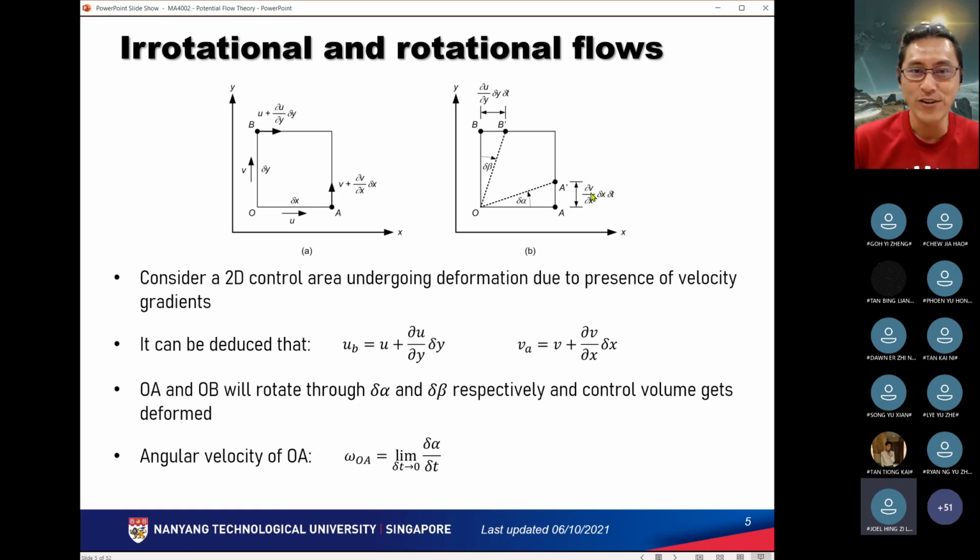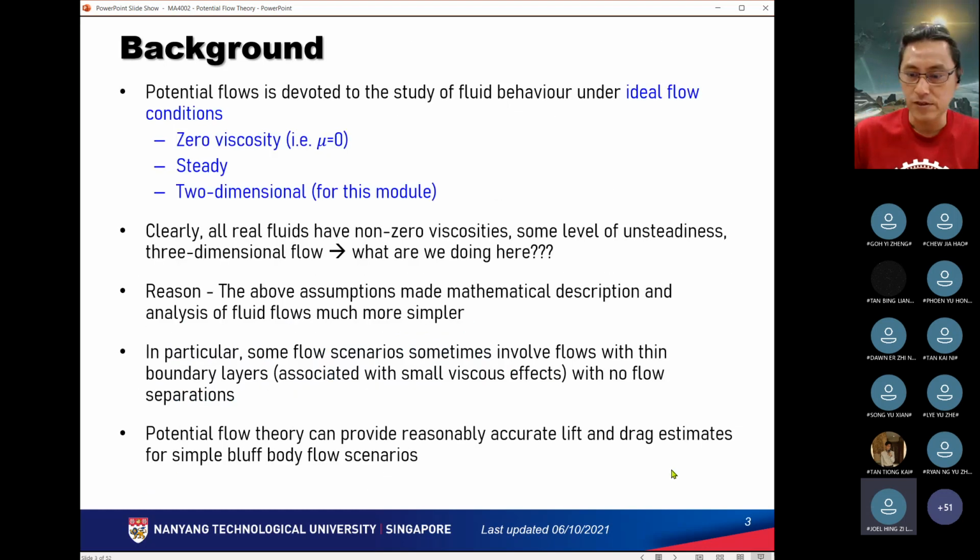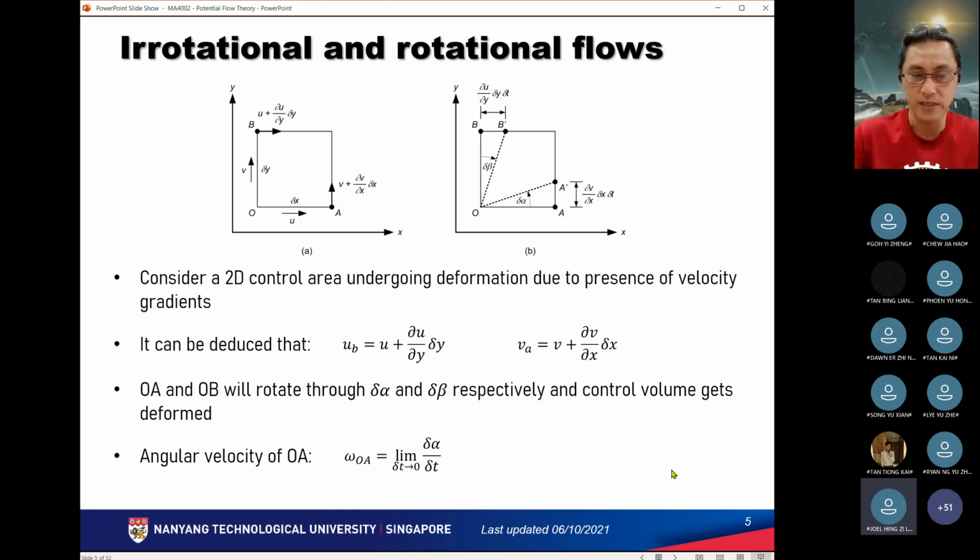Now with all this, we have this deformable square, and we're just doing this. Since it's rotating, it has been deformed and rotated about vertex O. We'll be interested in finding out at what angular velocity they are rotating, because this rotation is going to deform the 2D control volume. Sorry about that, I think I'd better use the keyboard.